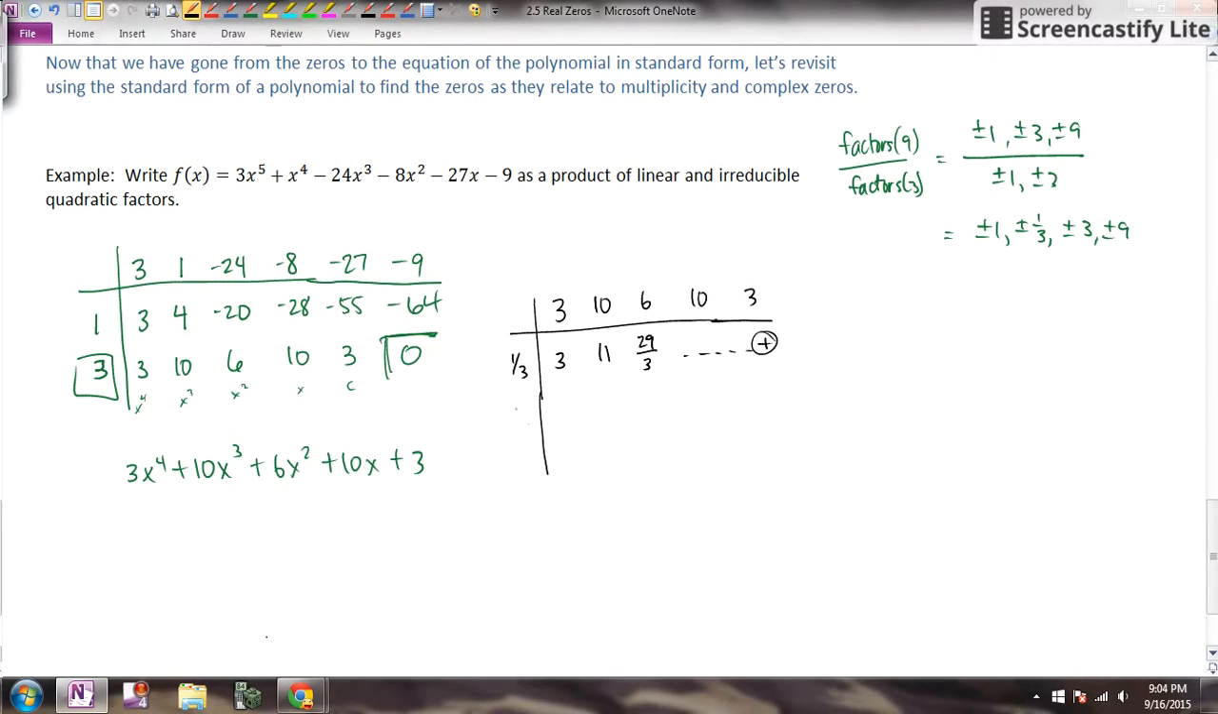So maybe now I'll try -1. Haven't tried -1. So 3, -3 and 10 is 7. -7 and 6 is -1. 1 and 10 is 11. Boo, -11 and 3 is who knows what anymore because I'm sad. So -8. Let's try -3. Haven't done that. So 3 multiply -9 and 10 is 1. -3 and 6 is 3. -9 and 10 is 1. -3 and 3 is 0. Thank you. And so found it, found another factor or another 0.